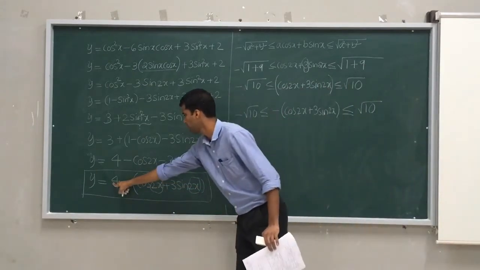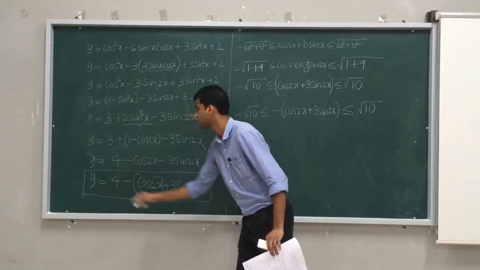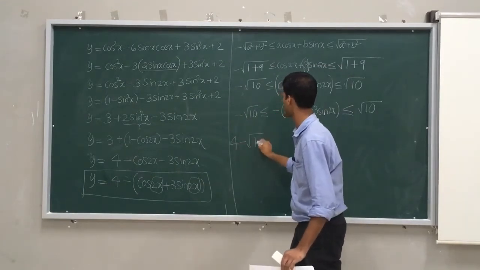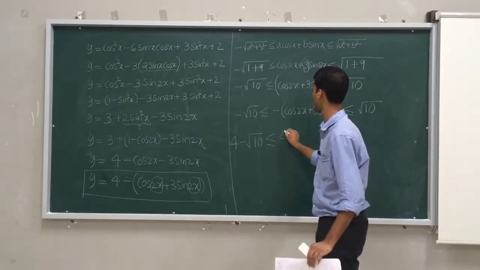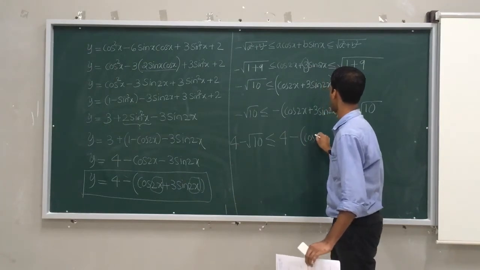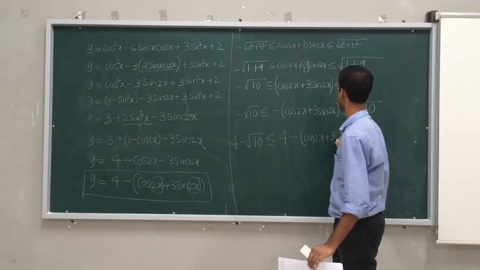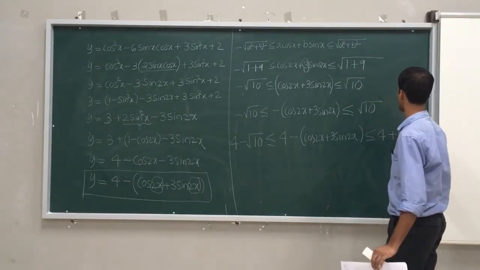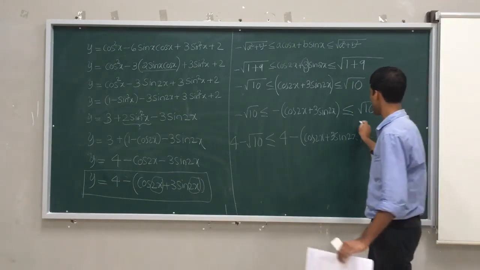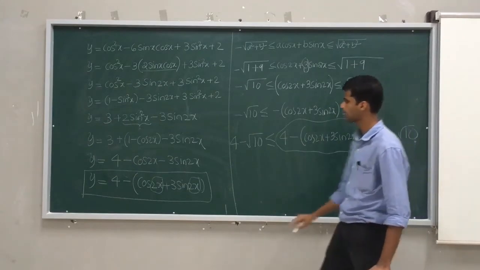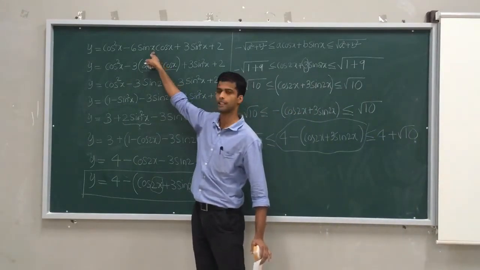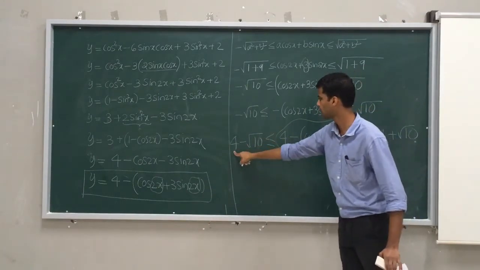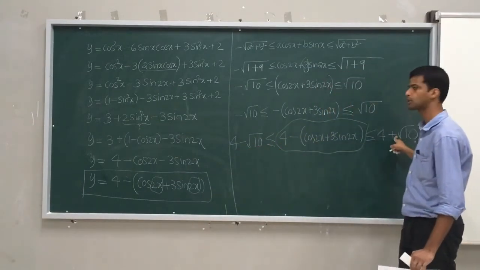Now I have 4, that is, I need to add 4 to reach the inequality. When I add 4 here, I also add 4 here. This gives 4 minus root 10 less than or equal to 4 minus cos 2x plus 3 sin 2x, less than or equal to 4 plus root 10. What is this expression? This expression is the simplified form of the given question. Therefore, my given expression lies between 4 minus root 10 and 4 plus root 10.